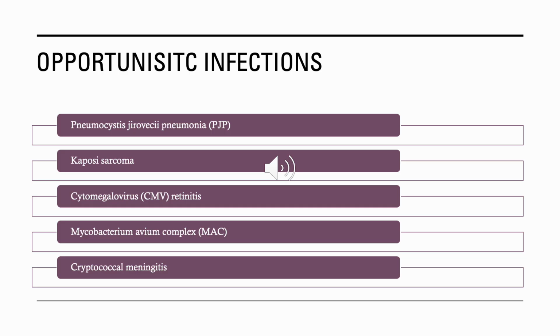Here I have listed some opportunistic infections. There's a lot of them. These are usually the most common ones that you should know: PJP, Kaposi sarcoma, which is a form of cancer, cytomegalovirus, CMV, retinitis, Mycobacterium avium complex, also known as MAC, and then cryptococcal meningitis. So make sure you know those signs and symptoms and treatments as well.